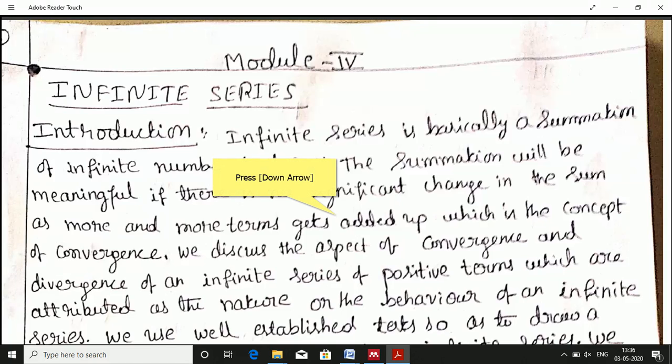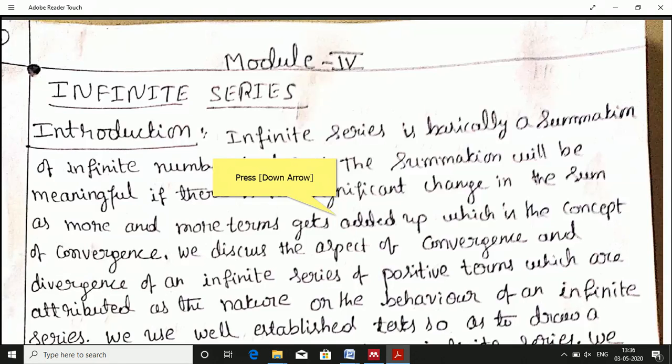Hello dear students. In this video, we'll start with the infinite series as well as special functions. Particularly in this video, I'll explain to you what is the infinite series, how to test the nature of the infinite series by using the Cauchy's root test. First of all, we'll see what is the infinite series.